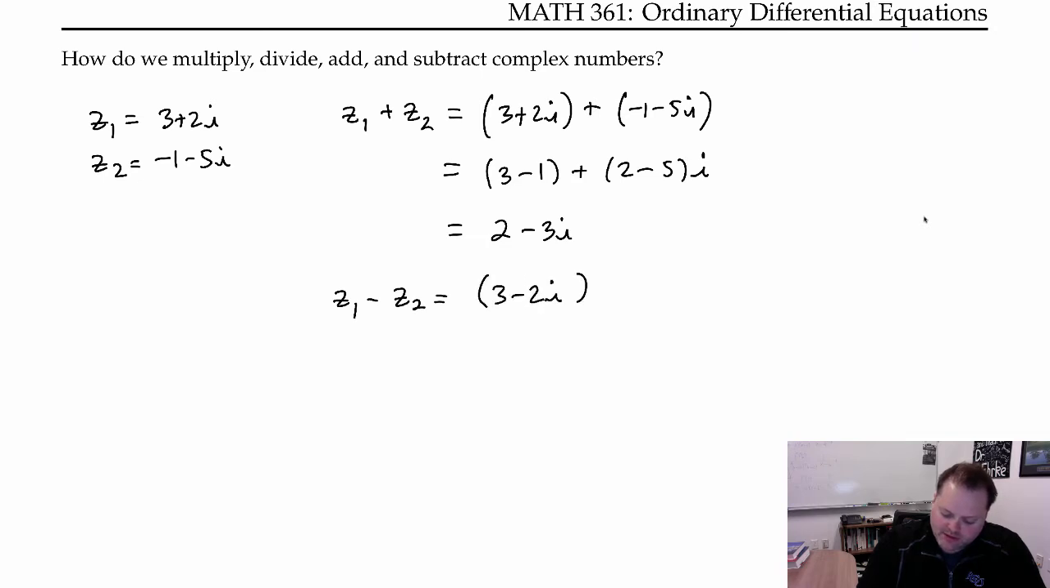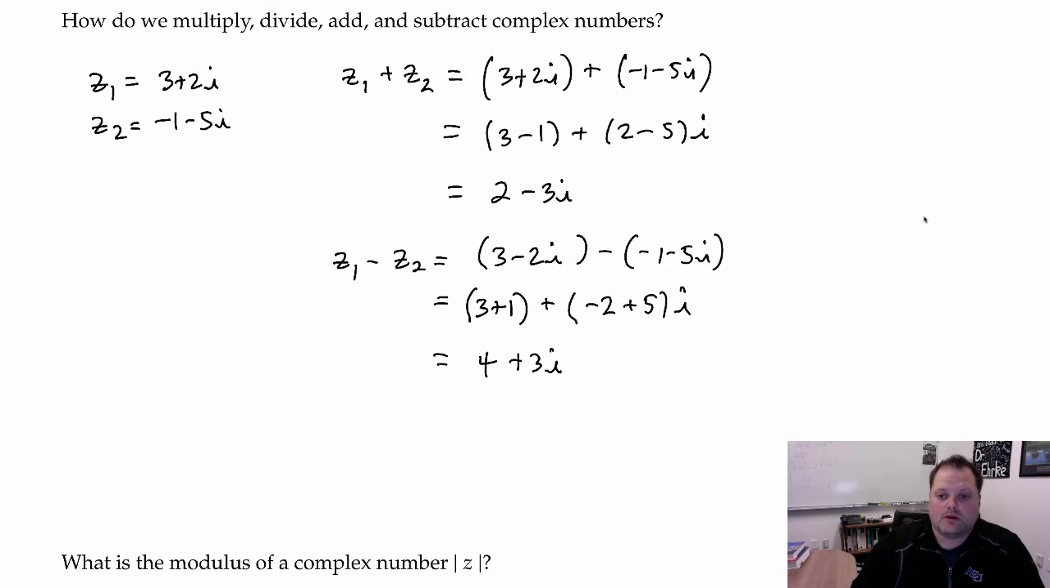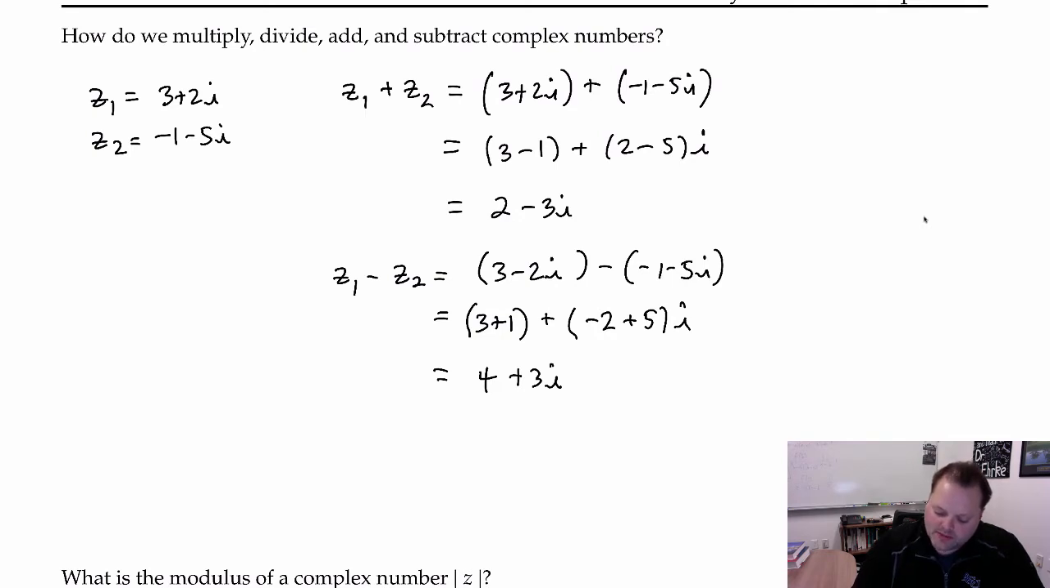You're going to collect like terms. So this would be 3 minus a negative 1, and then it would be minus 2 plus 5i. So you would get 4 plus 3i if you were to subtract them. Okay. How about multiplication? So z1 times z2.